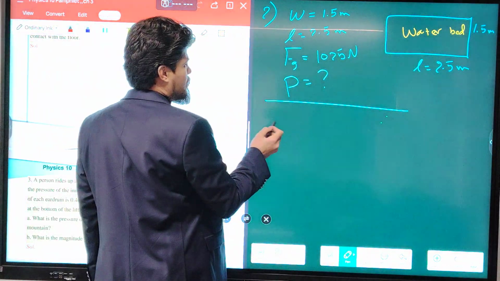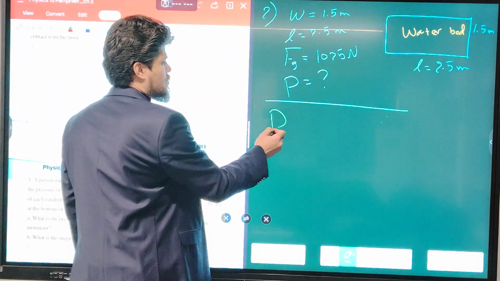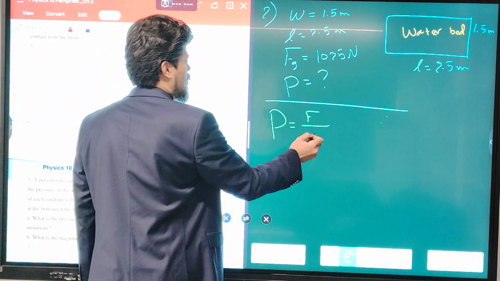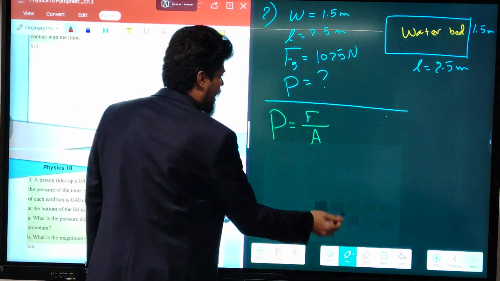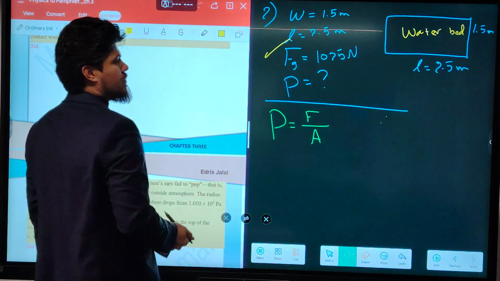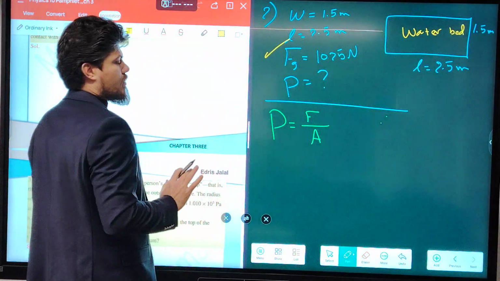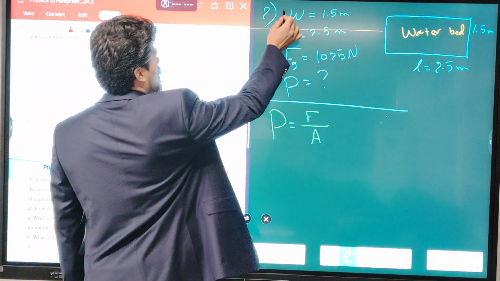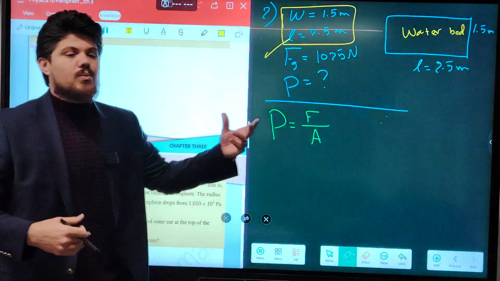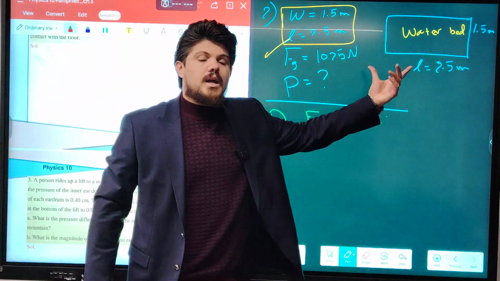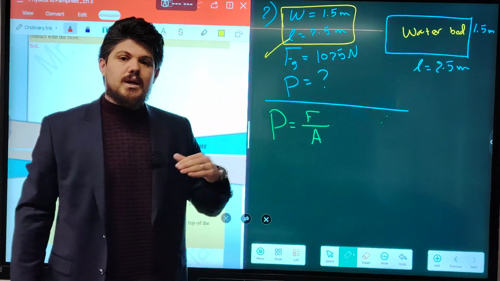To determine the amount of the pressure in this question, pressure is equal to force divided by area. Now guys, look, do we have force? Yes, we have force. The force here is gravitational force, it doesn't matter. Do we have area? No, we don't have area. But instead of area, we have length and width. As you know, the area of the rectangle is equal to length times width.